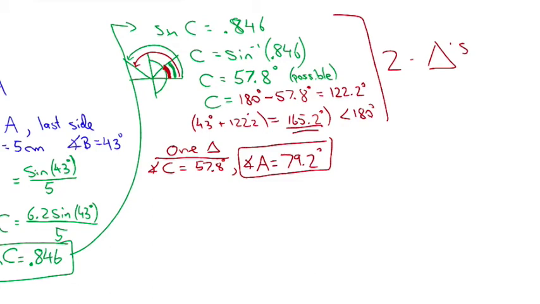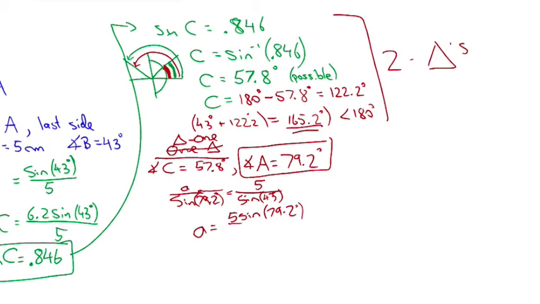So under this triangle, we're looking for a side. So little a over sine of A, which is 79.2, is equal to, what's the side we're given that we can use? B. I would use side B and angle B because they're the two solid numbers. So B is 5, and sine of 43. How do I solve for A? You solve for A, so A is equal to 5 times the sine of 79.2 degrees divided by sine of 43 degrees.